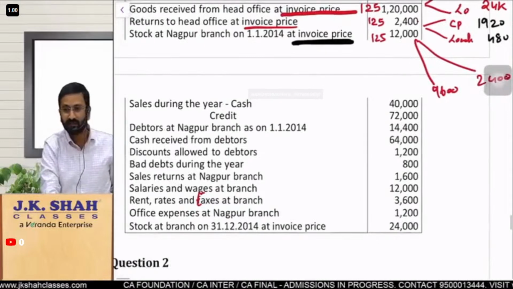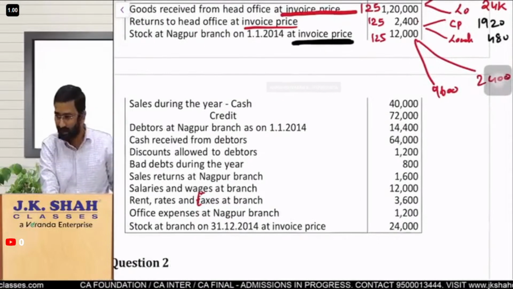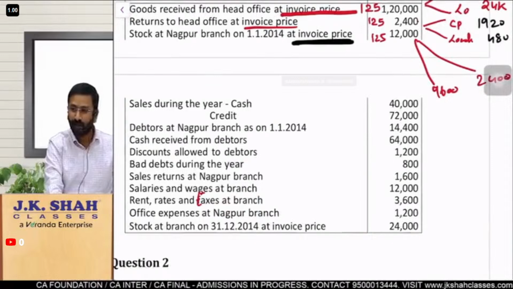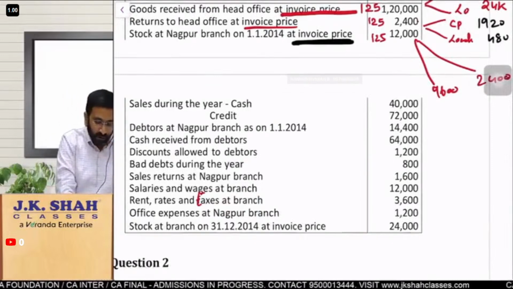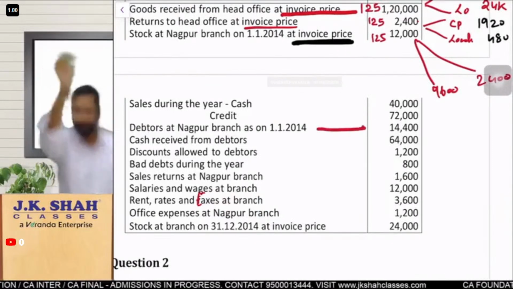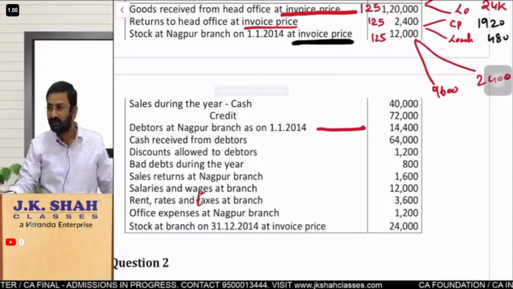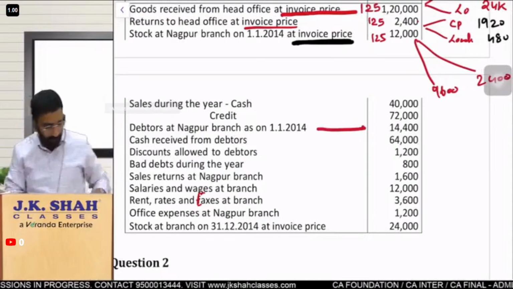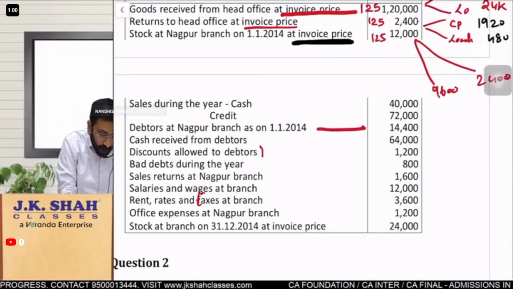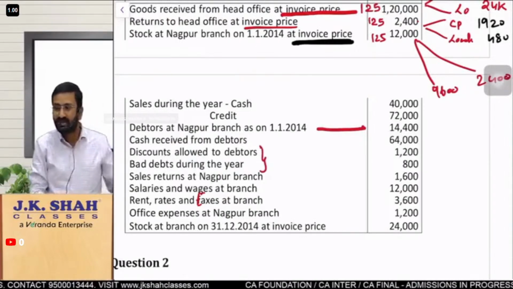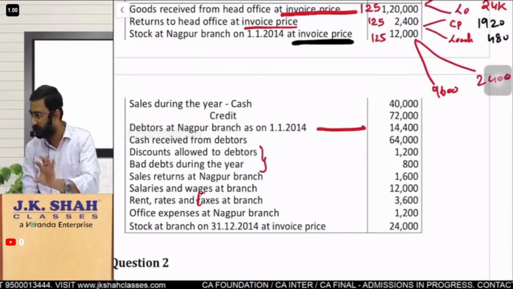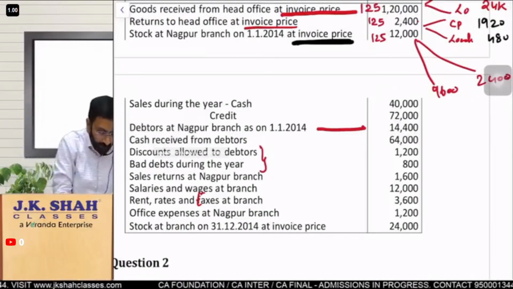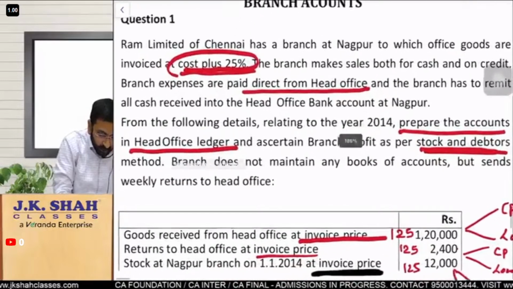Cash sales. Branch cash to branch stock. Credit sales. Branch debtors to branch stock. Then opening debtors is given to you and debtors account will take that. Cash received. Branch cash to branch debtors. Okay. Discount allowed and bad debt. Branch expense to branch debtors. We don't differentiate. Next, there is one point given to you.